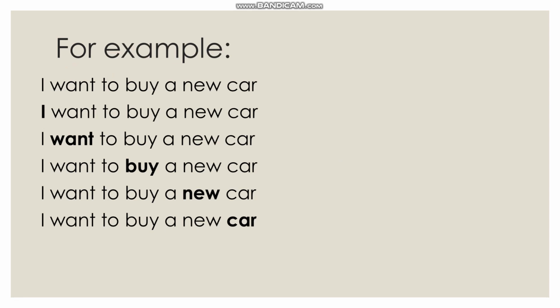We can see an example for them like: I want to buy a new car. Here our intonation may shift to words like I want, buy, new, and car, and the meaning of our statement can differ among these types of sentence.